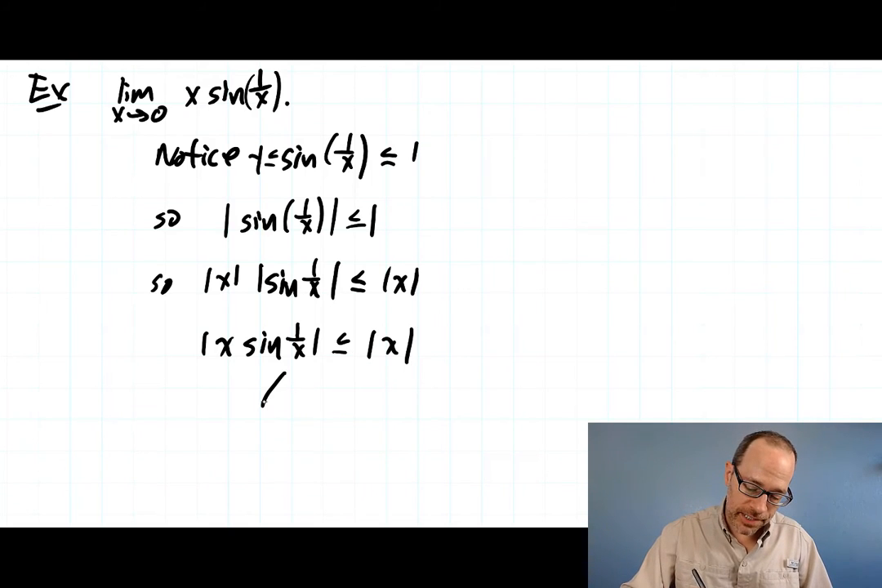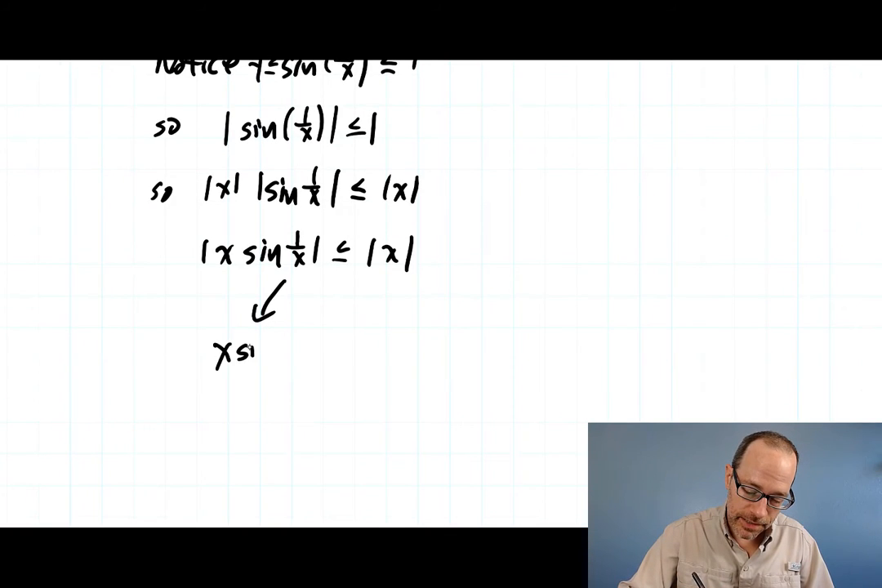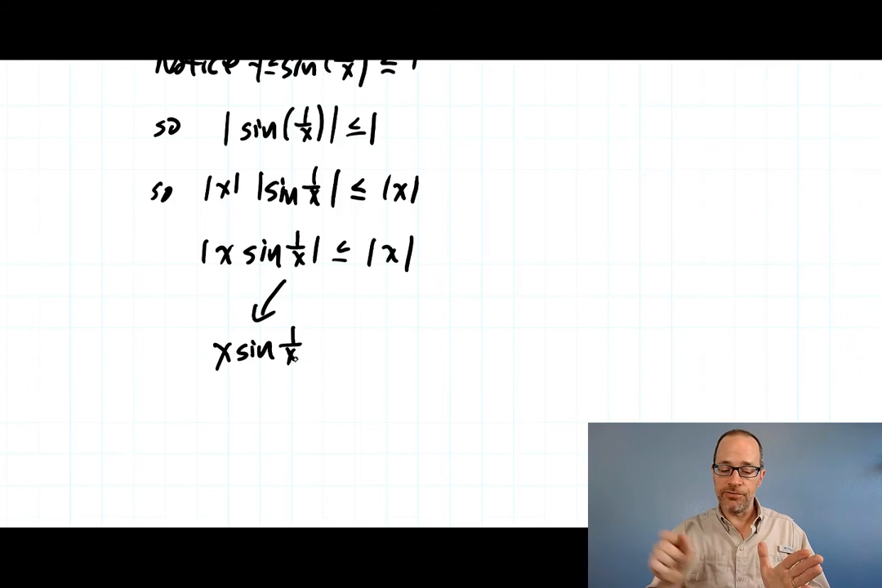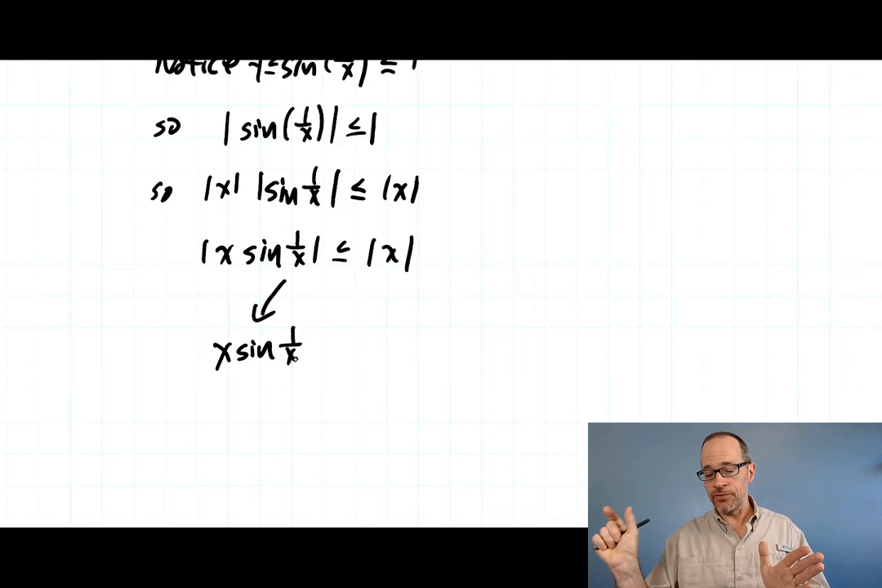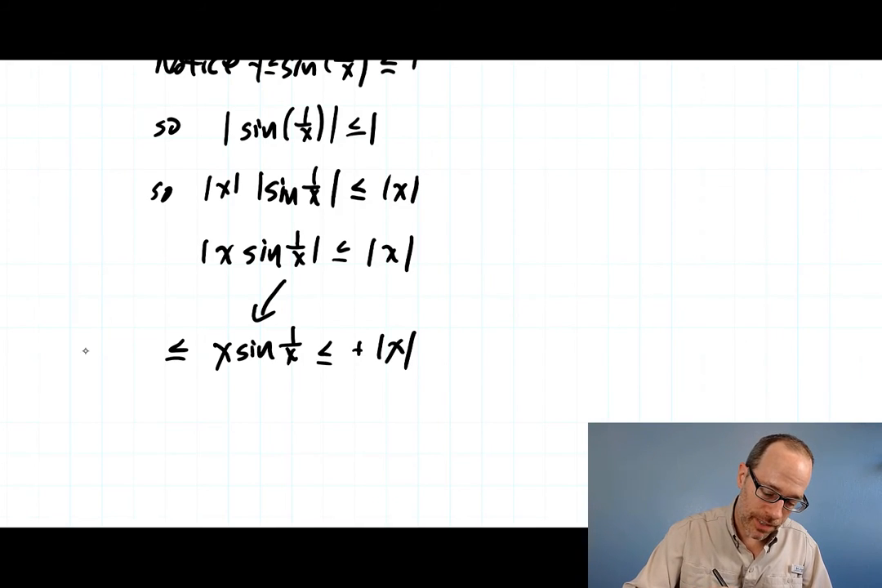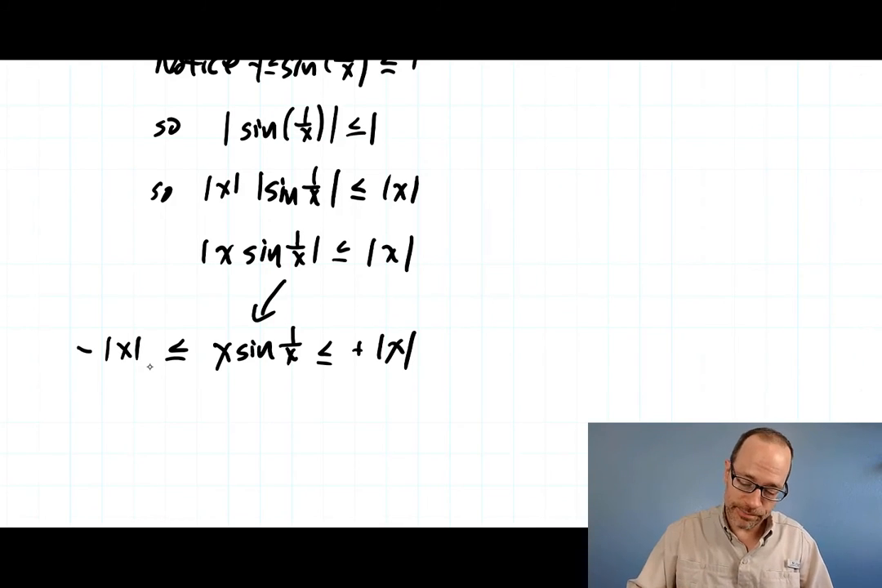Now, this statement just says that x sine 1 over x, since its absolute value is bounded by the absolute value of x, the biggest it can be is plus the absolute value of x, and the smallest it can be is negative the absolute value of x. No one writes the plus, of course, but whatever.